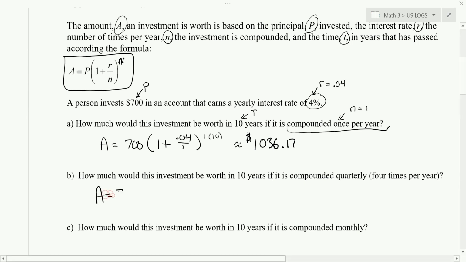So this would be 700 times 1 plus 0.04 divided by 4, because we're compounding it 4 times. And so by the end of 10 years, sorry, 700, not 70. You've actually given interest out 40 times, because you're giving out interest 4 times a year. So now you're compounded at 40 times over the 10 years. So again, try that one out.